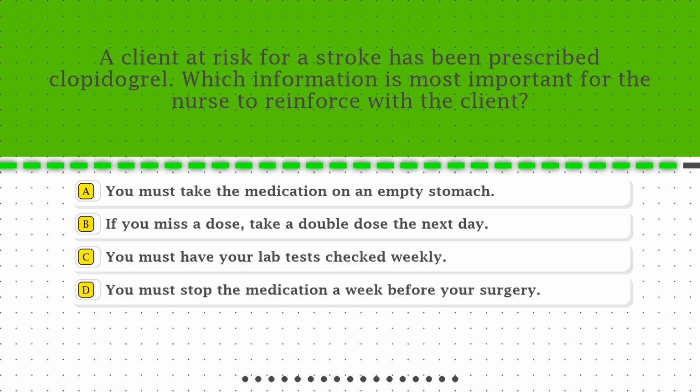Question 9. A client at risk for a stroke has been prescribed clopidogrel. Which information is most important for the nurse to reinforce with the client? Option A. You must take the medication on an empty stomach. Option B. If you miss a dose, take a double dose the next day. Option C. You must have your lab tests checked weekly. Option D. You must stop the medication a week before your surgery.